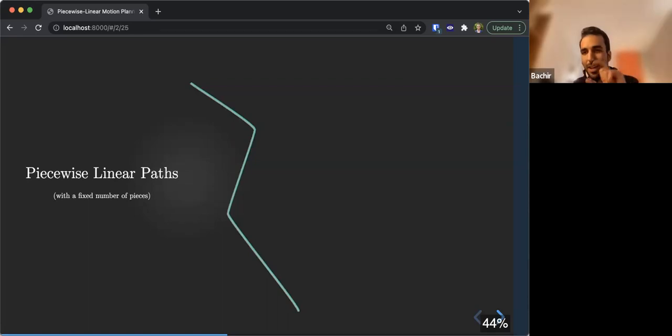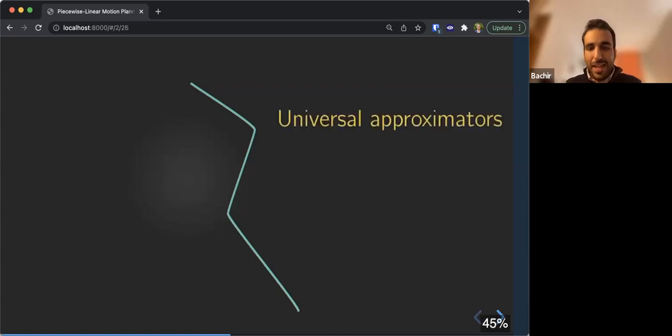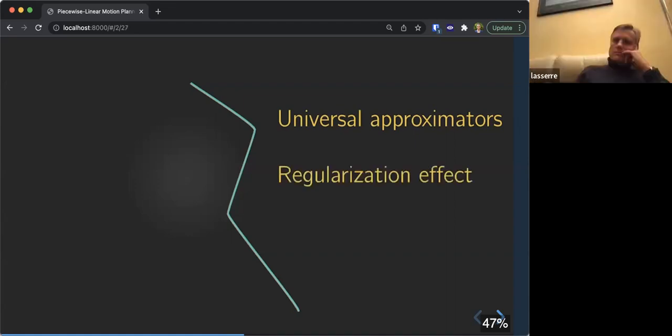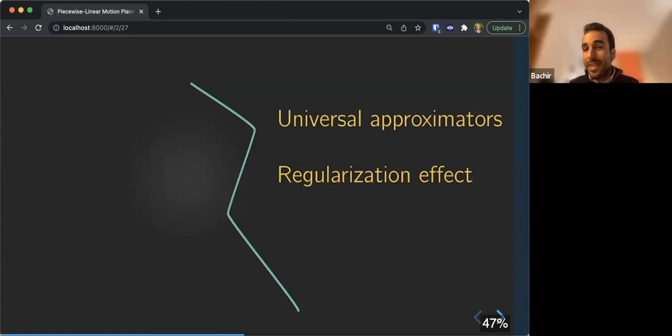You say my path is small pieces and every piece is a segment, right? And with piecewise linear functions, you can approximate pretty much any function you want. So there is no loss in restricting ourselves to this family of paths. And even if you have a small number of pieces, this could be a nice thing, because it can act as a regularizer. When you have, for example, 10 pieces, your path cannot do anything too crazy. 10 pieces is only so much. So that's a nice side effect.